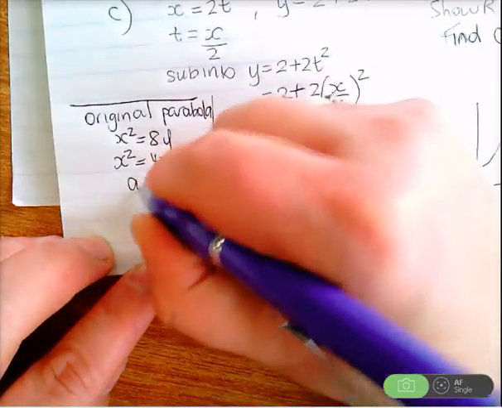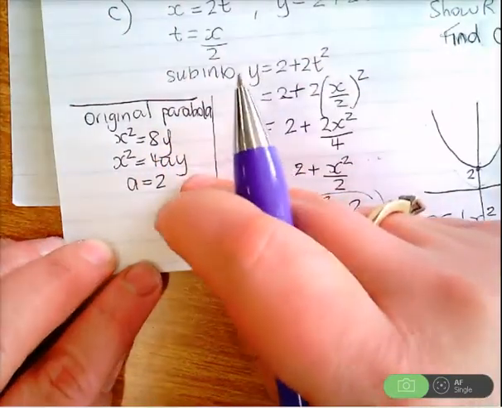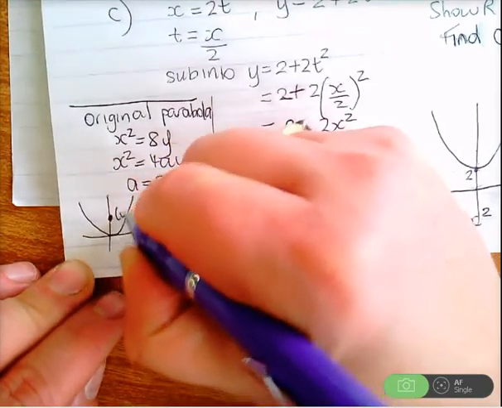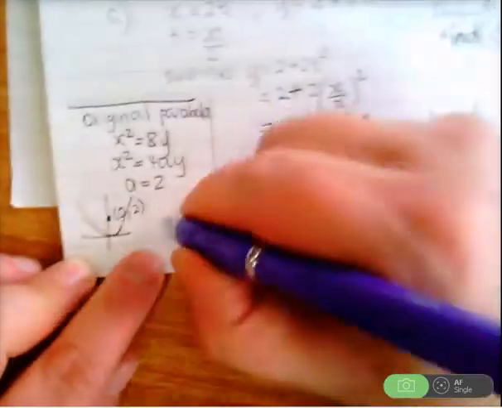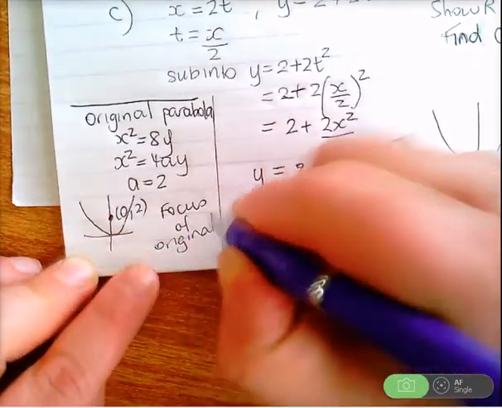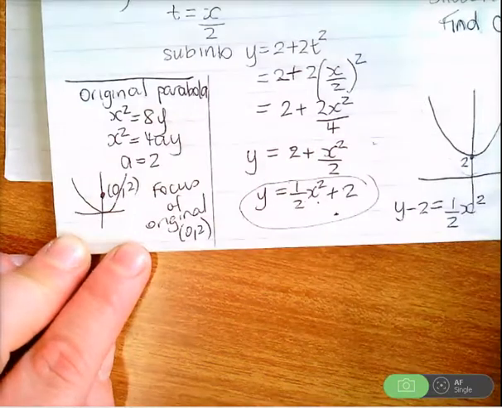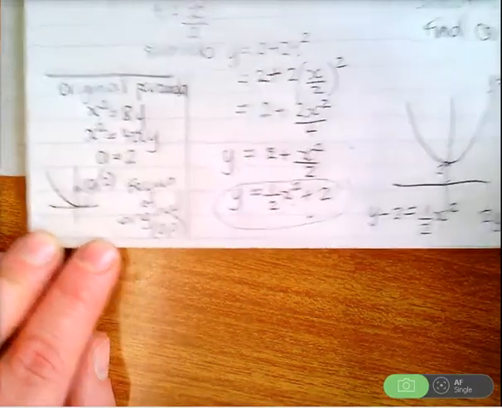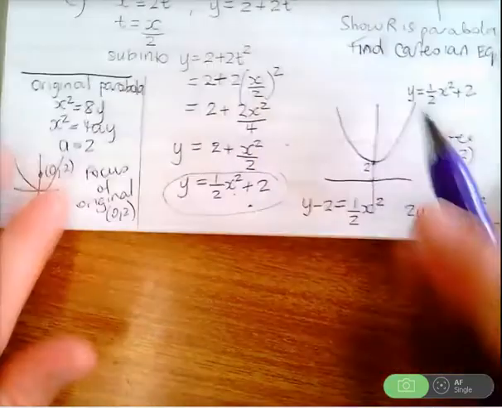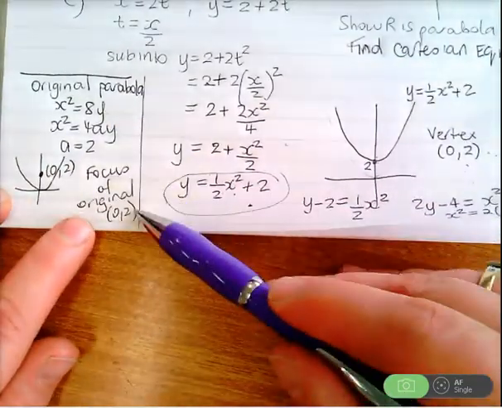What's a? 2. Is this concave up? So what's the focus? 0, 2. So the focus of the original is 0, 2. Doesn't that equal the vertex? So we've got the original parabola. Look at that. Read the question carefully.